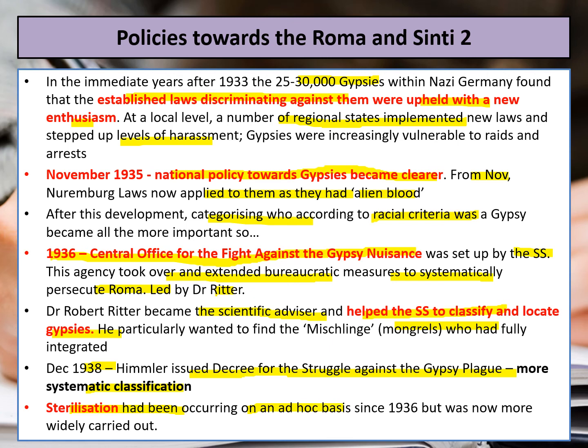Now, this had been going on an ad hoc basis since 1936, but it became more widely carried out from 1938 and 1939. So that's what their policies were like before the war, essentially locating them, making them feel as if they're separate and other and somehow alien, and then this policy of sterilisation as well. And obviously things are going to get more extreme during the Second World War.